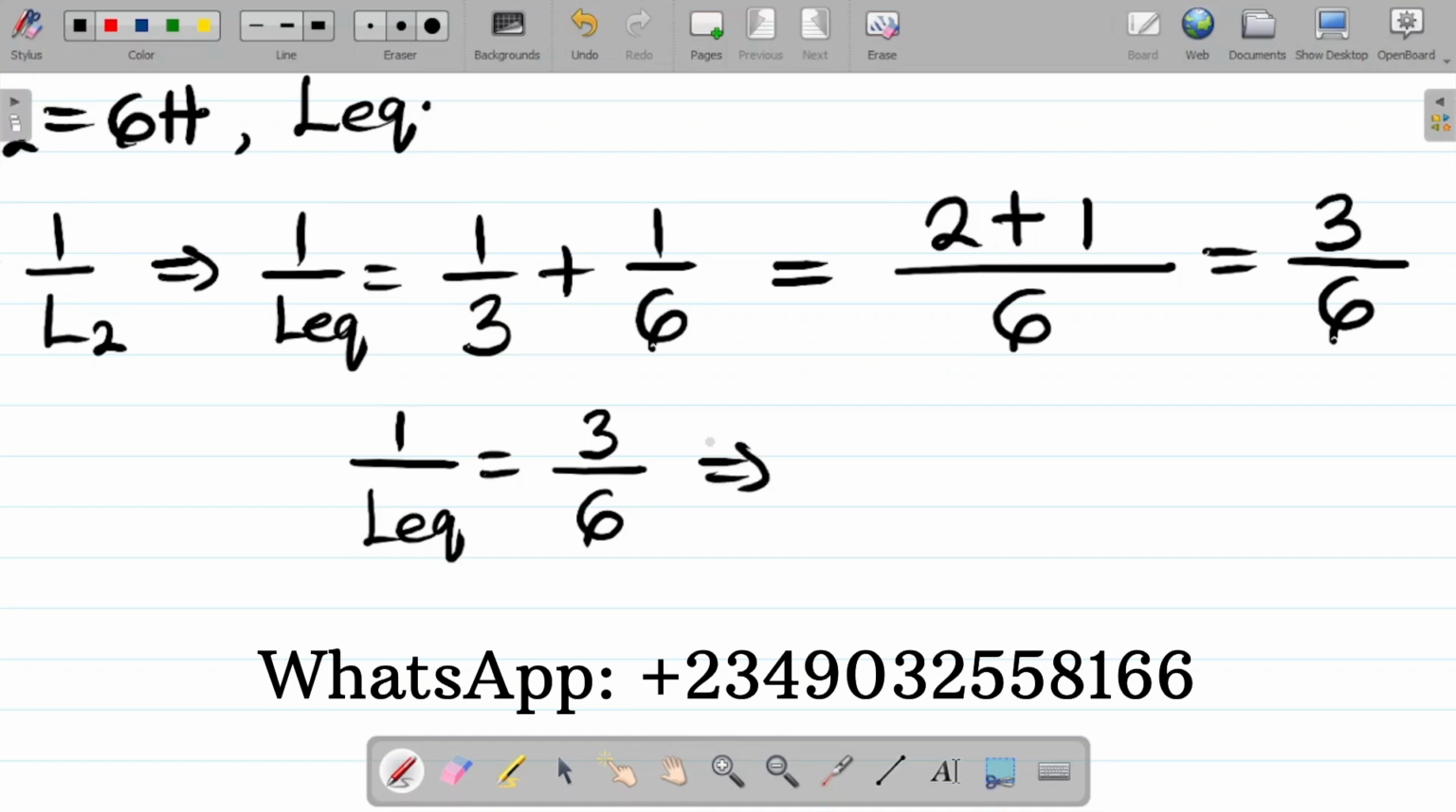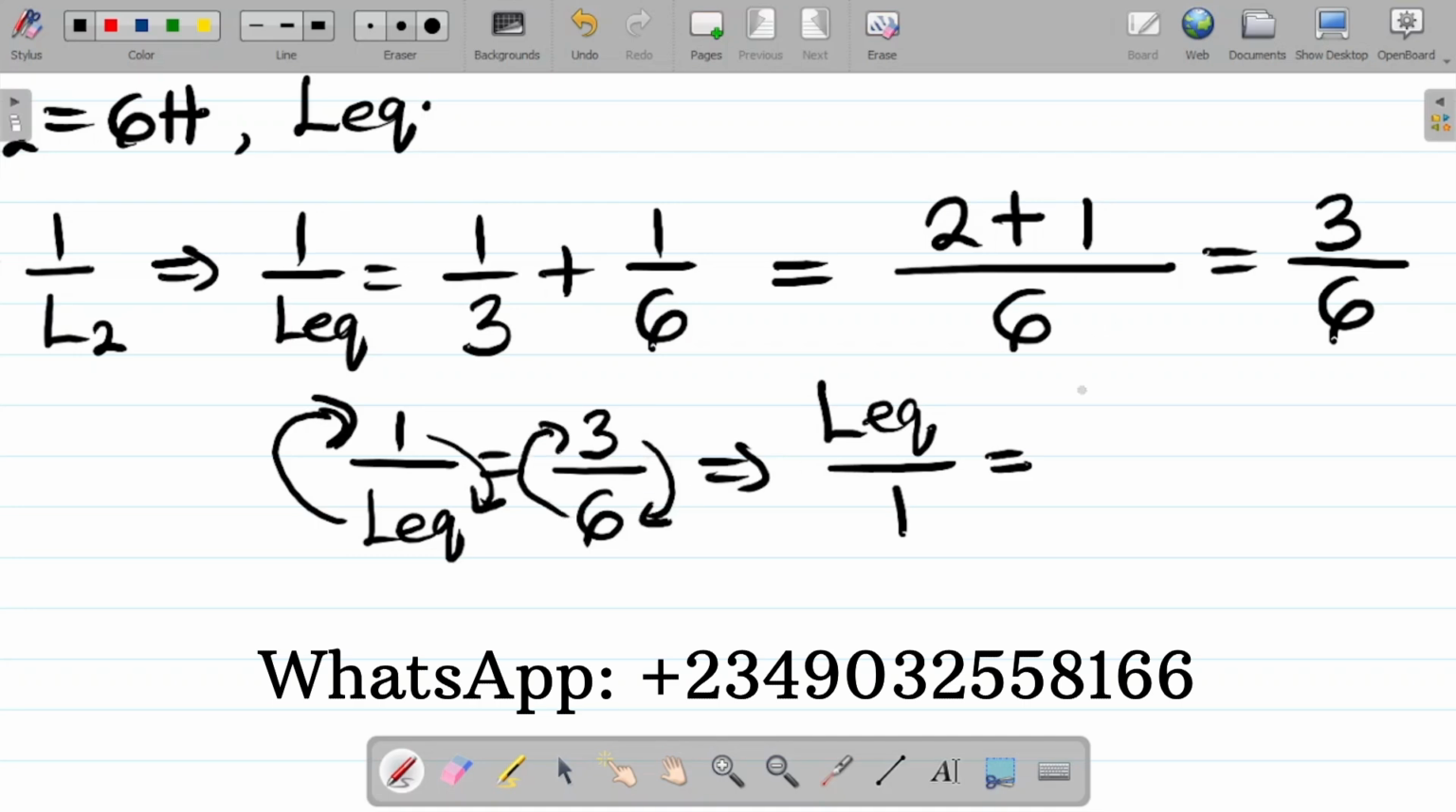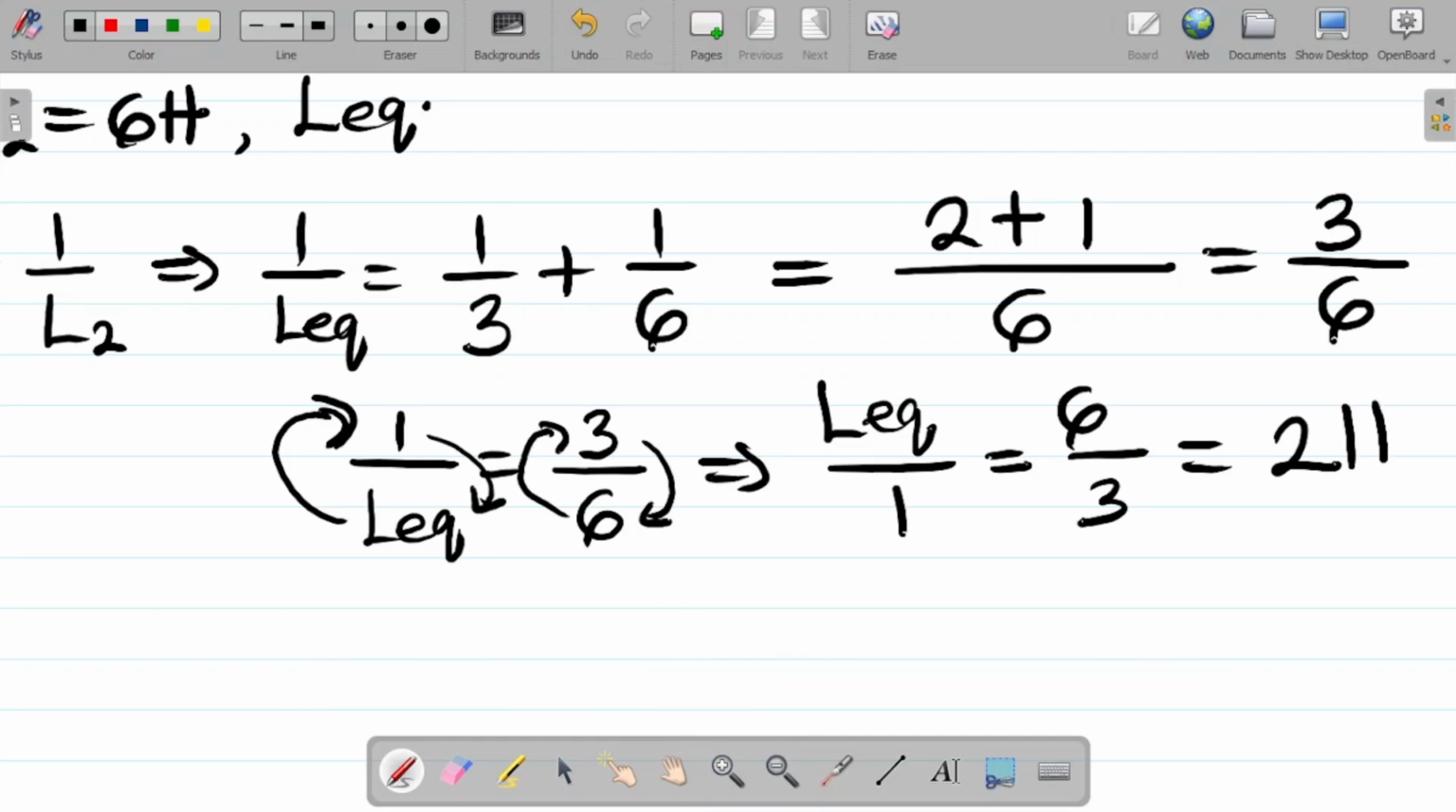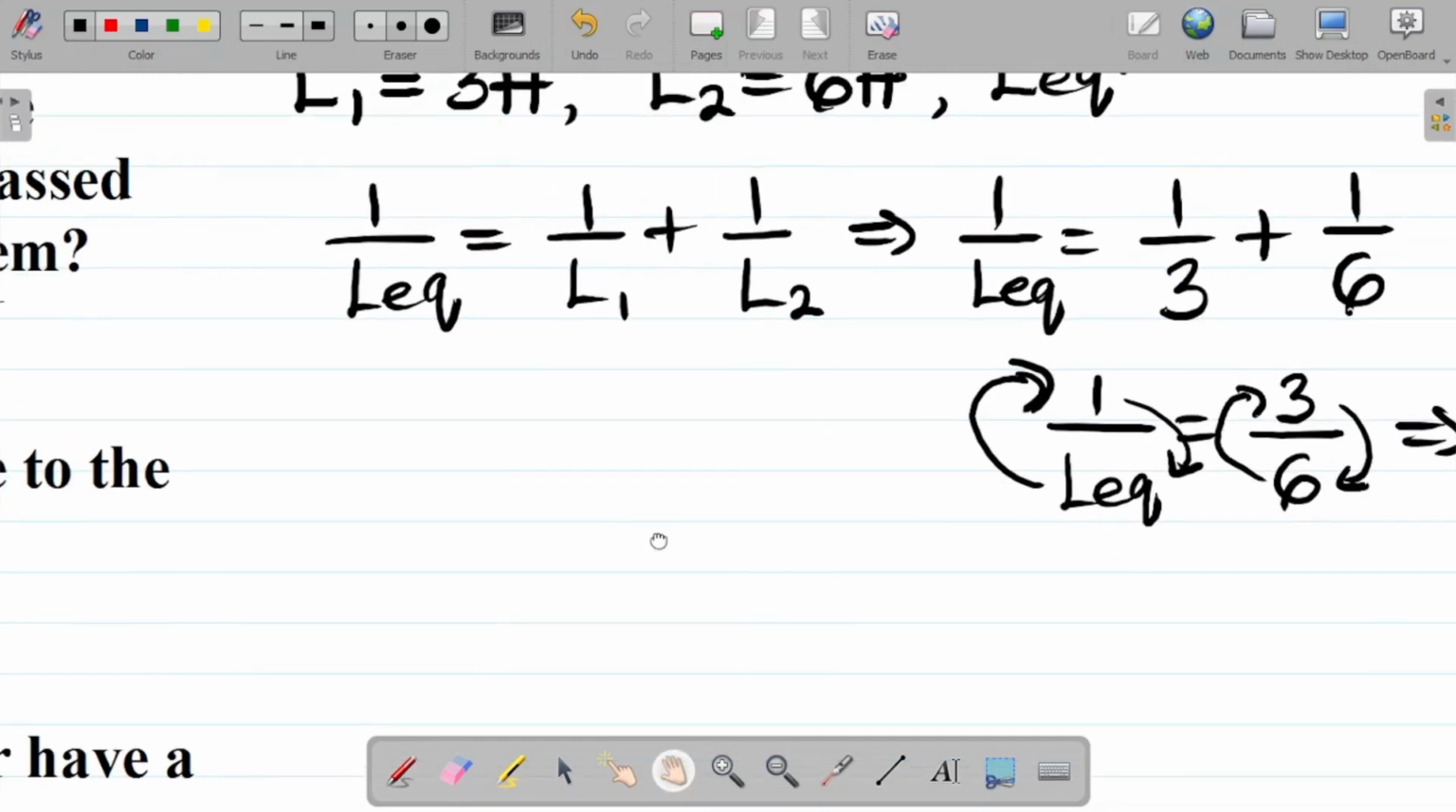To get the equivalent, I'll simply invert, all right? I'll take the inverse. So that means LEQ goes up and the 1 comes down. So you have that LEQ, the equivalent over 1, is equal to the 6 goes up and 3 comes down. That becomes 6 all over 3. And that gives you what there? 2. So the equivalent here is actually 2. And since we're looking for inductance, it is 2 Henry. So I have the equivalent as 2 Henry.